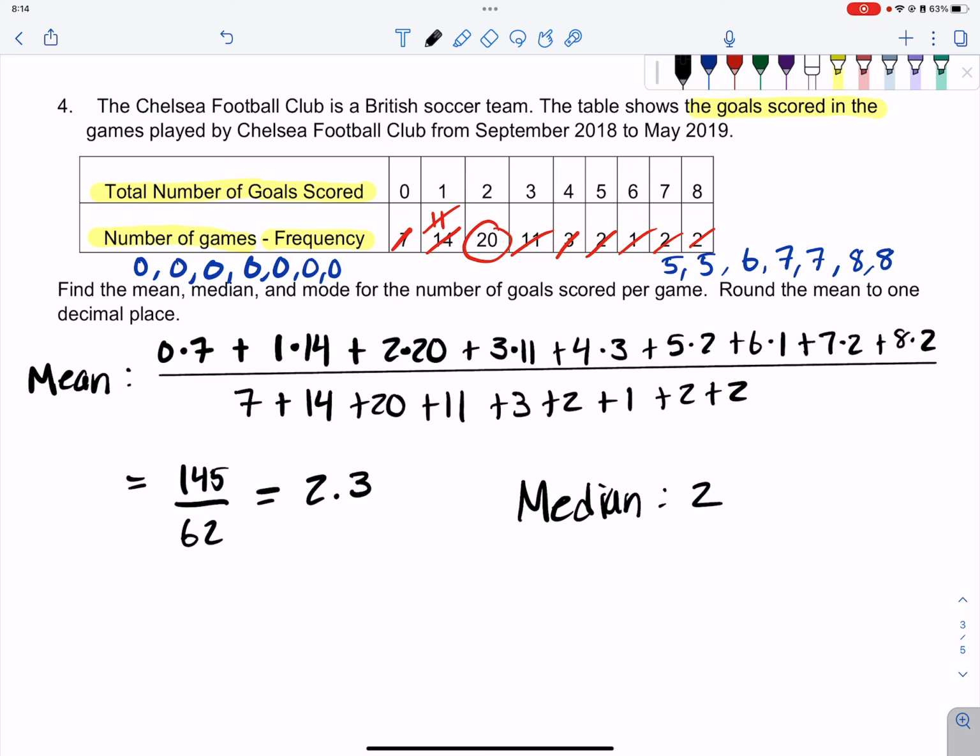We have an even number of data values, so technically there are 2 numbers in the middle, but those 2 numbers are both going to be 2. So when I add 2 and 2 together, that gives me 4. Divide that by 2, and you're always just going to be left with 2.